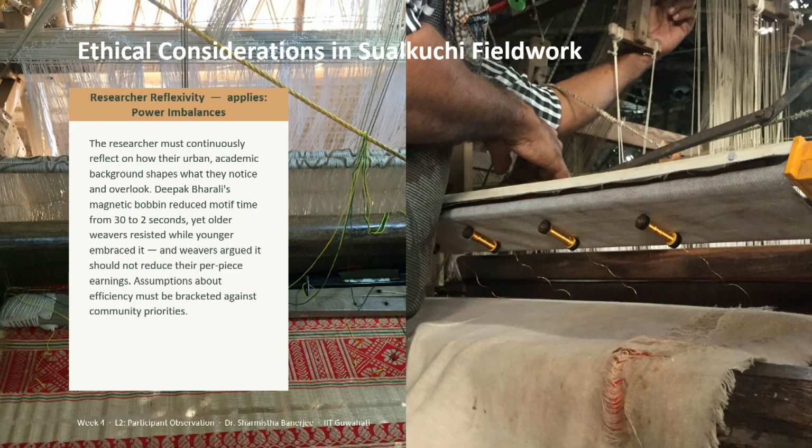Now coming to researcher reflexivity. Researcher reflexivity applies to the power imbalances that the researcher has. The researcher must continuously reflect on how their urban academic background shapes what they notice and what they overlook. Say for example, for me as an urban researcher, I would say that, oh, this is very good. Earlier a motif took 30 seconds to make, now it is going to take 2 seconds. So why are they not adopting it? They can adopt it, because if they adopt it, they can weave more of these motifs and they can get paid more.